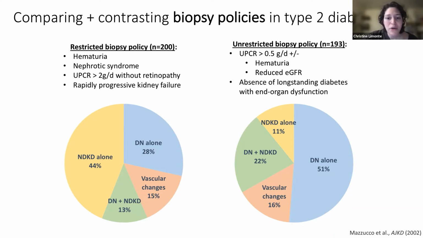And yet, in the restricted biopsy policy group, about half of the biopsies show non-diabetic kidney disease. That's the yellow and green boxes alone. NDKD stands for non-diabetic kidney disease, DN for diabetic nephropathy. And 1/3 had diabetic nephropathy alone, whereas in the unrestricted biopsy policy group, these proportions are flipped. Half have diabetic nephropathy alone, and 1/3 have non-diabetic kidney disease.